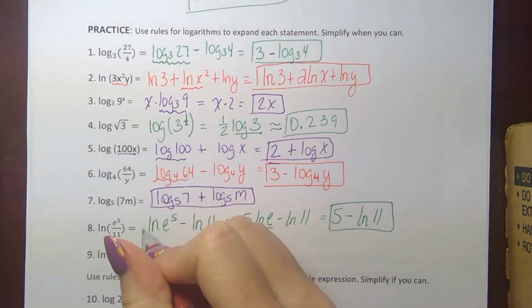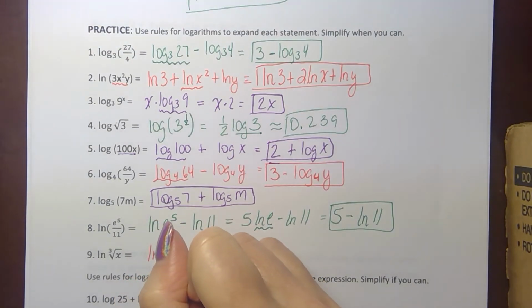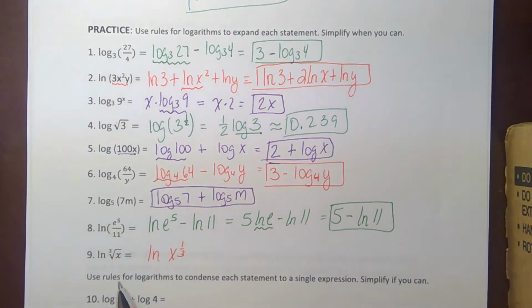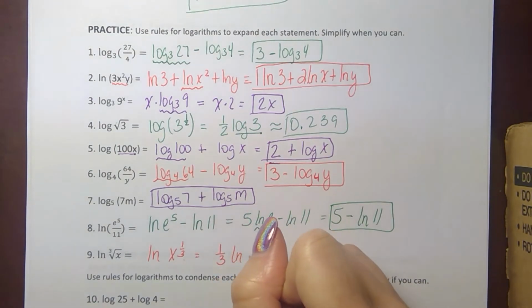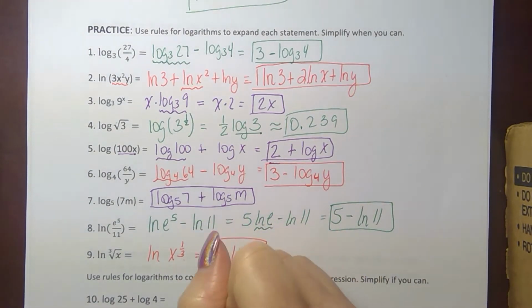Again, I have a radical, so I'm going to change that to an exponent. Since the index is 3, the denominator of my exponent is 3, so this becomes natural log of x to the 1/3. And then I would use the power rule to rewrite that as 1/3 times the natural log of x.